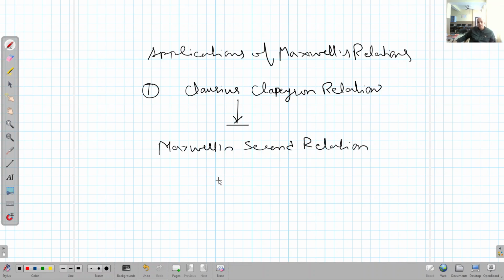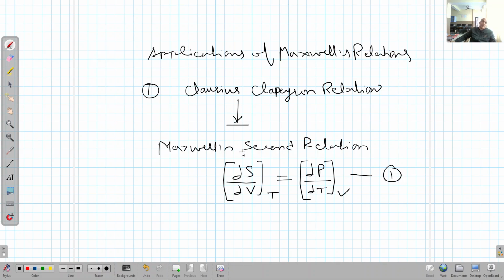What was the Maxwell second relation? Curly S upon curly V at constant T, that should be equal to curly P upon curly T at constant V, right? So this was Maxwell's second relation. The first thing that you have to remember, that while deriving the Clausius-Clapeyron relation, we are going to make use of this Maxwell's second relation.